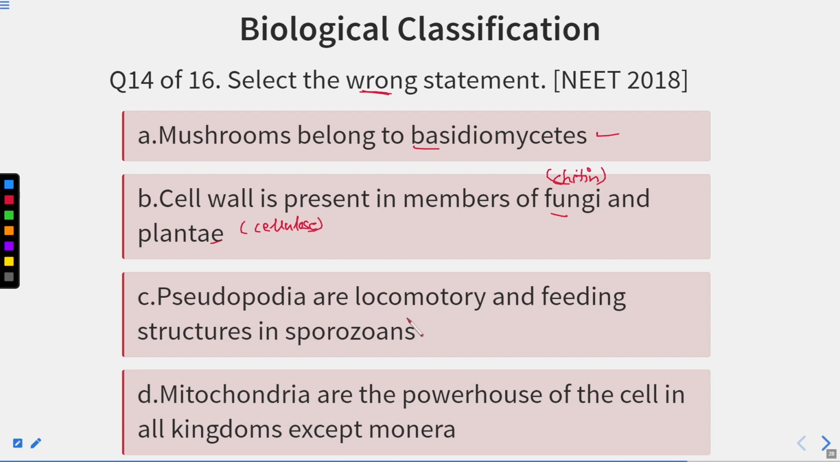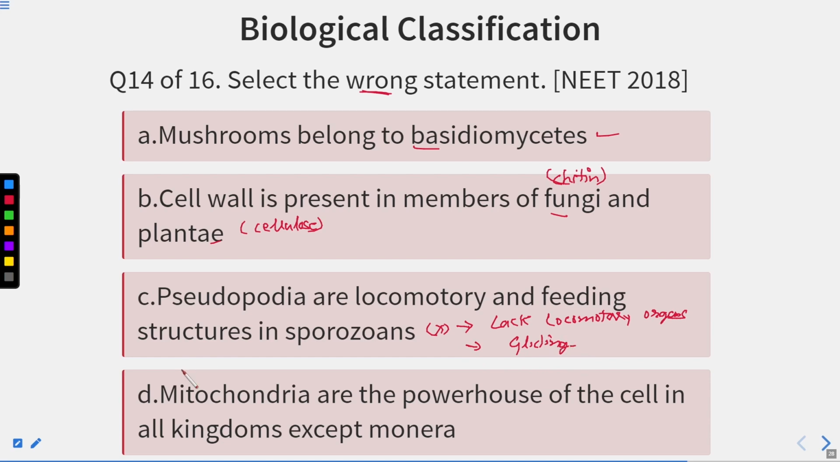Now the next option is pseudopodia, locomotory and feeding structure in sporozoans. So this is an incorrect statement. If we talk about sporozoans, they lack locomotory organs. Then how do they move? They move by gliding. They show gliding movement.